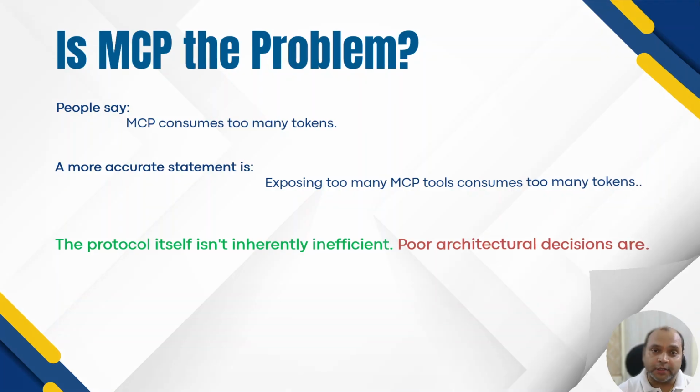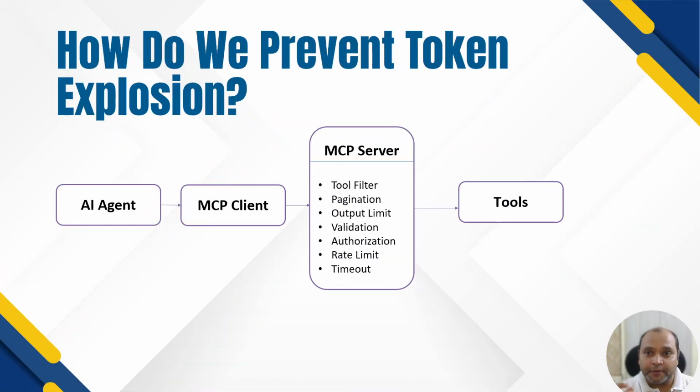How can you control that? How can we prevent token explosion? I created some draft over here which I think is really useful for you if you consider those things. Let's say you have an AI agent and you are connecting to an MCP server through an MCP client. On the MCP server you must have tool filter, pagination, output limit, validation, authorization, rate limit, and timeout. Those things are really, really important, guys.